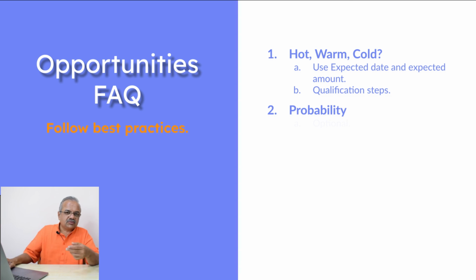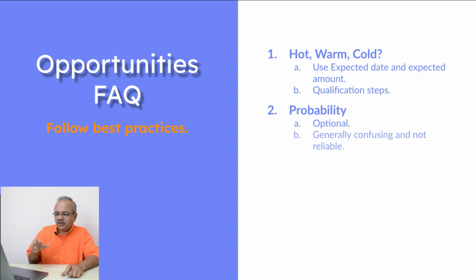Okay, many people also ask for probability. The probability field is given in the CRM, but we have not shown it here. The admin will activate it if you tell him to do so. It's optional. But the problem with this probability, most of the time, this concept is confusing. As a salesperson, I'm not able to detect the probability of closing this particular opportunity.